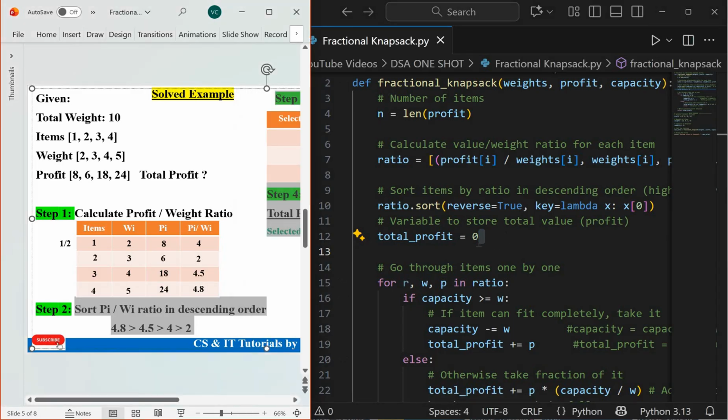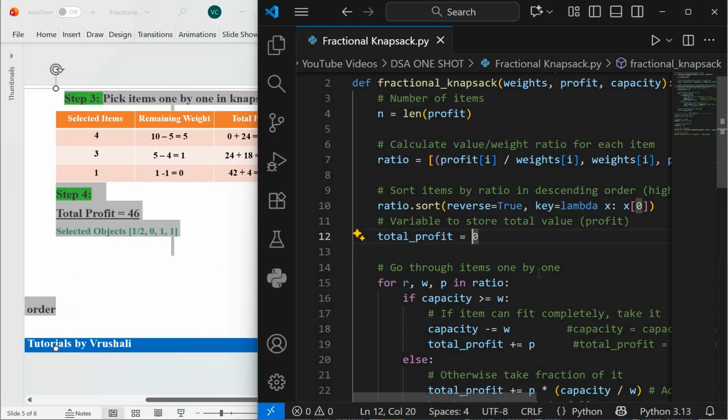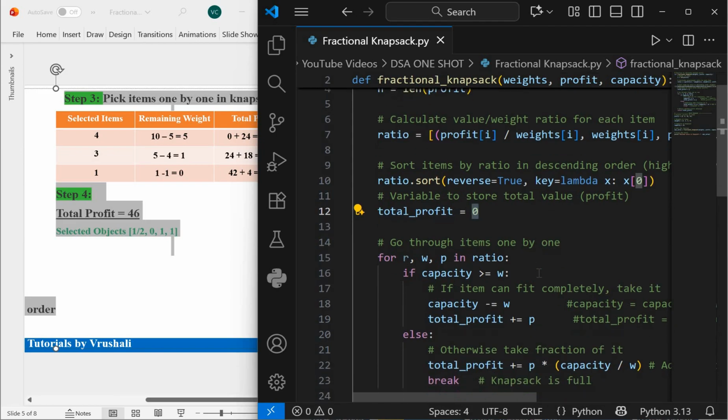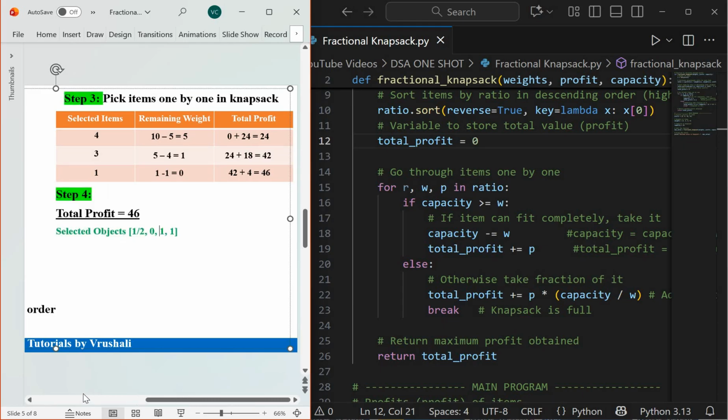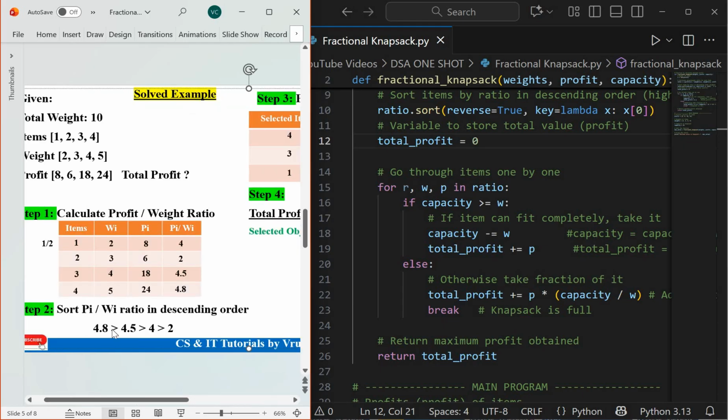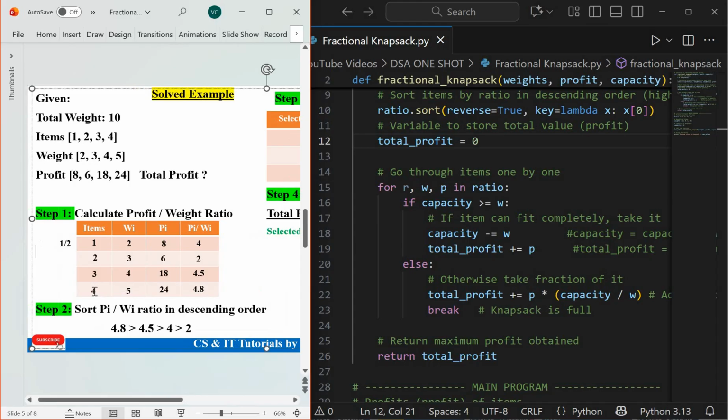So the total profit initially is 0. Okay. Now next, what you have to do is put the items into the knapsack one by one. Which one has the highest profit? As per our example, the highest profit ratio is 4.8, which means item number 4. So you have to put item number 4 in the bag, right?